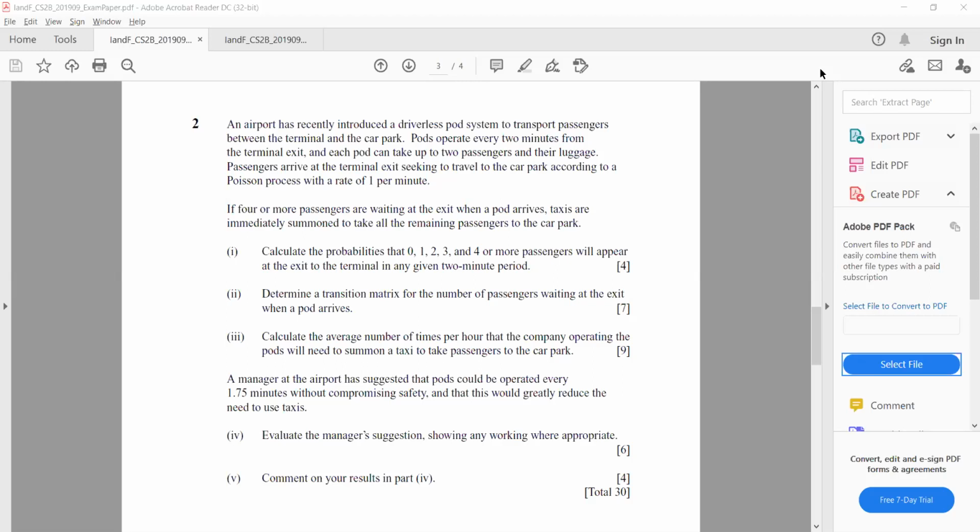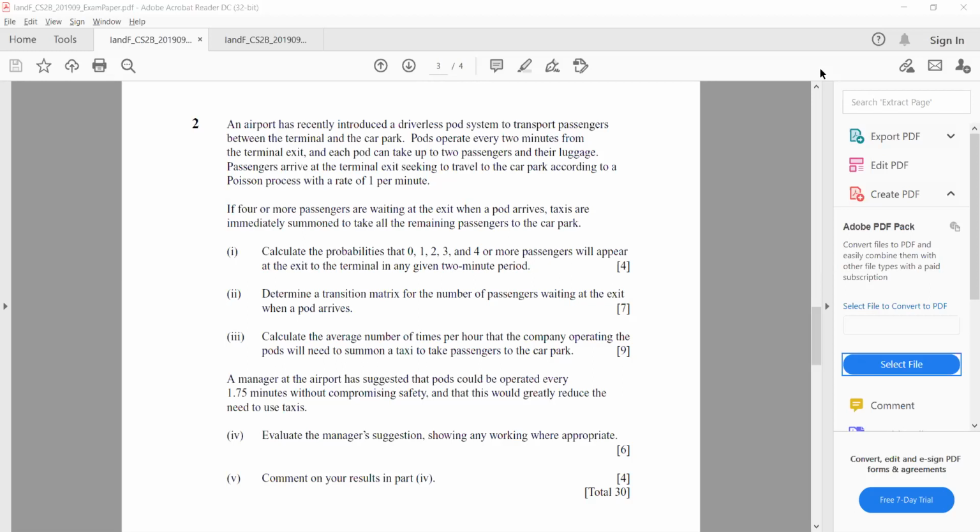So the first sentence is basically telling us that recently a driverless pod system has been introduced so as to transport passengers. Then pods are operating every 2 minutes from the terminal exit, and each of them can carry up to two passengers and their luggage. Now, passengers are arriving at the terminal according to a Poisson process with a rate of 1 per minute. So far, what we know is pods operate every 2 minutes. They can carry two passengers at a time. Passengers are arriving at the terminal exit according to a Poisson process with rate 1 per minute.